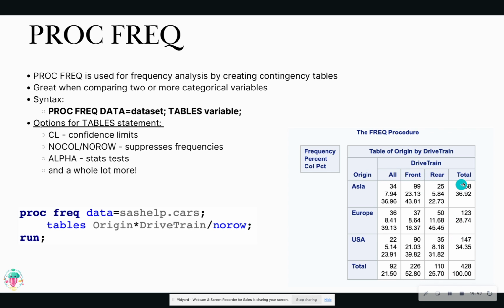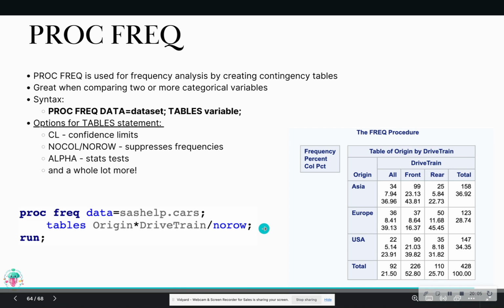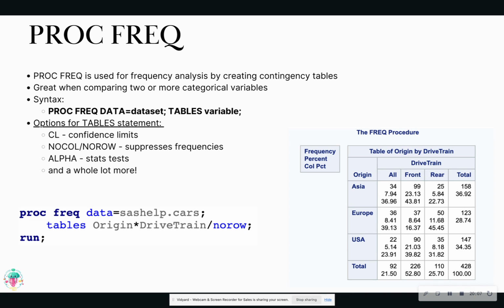So in this case, what's the frequency between drivetrain and origin, right? And drivetrain has these three columns, all, front, and rear, and origin has Asia, Europe, and USA. So when you want to compare two categorical variables, this is a great procedure to do. It gives us what we call contingency tables.